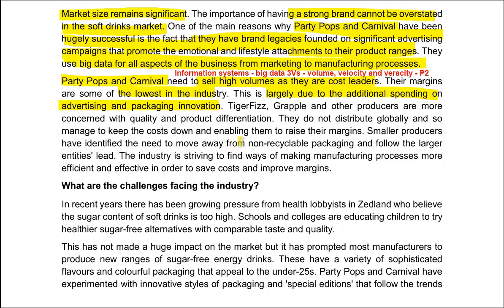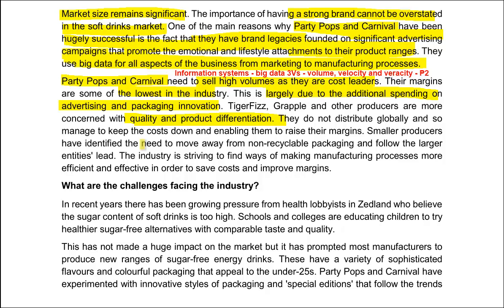So whilst they're building this big brand, it does in turn mean they're spending a lot of money, reducing their margins overall. So whilst they're these huge companies, they might actually be less interesting to an investor on the whole because margins are so small. By comparison, it seems Grapple are more concerned with quality and product differentiation as their strategic focus.